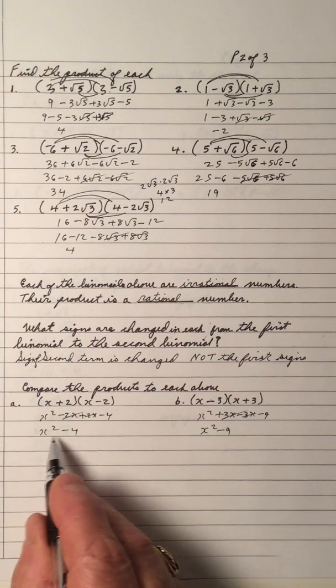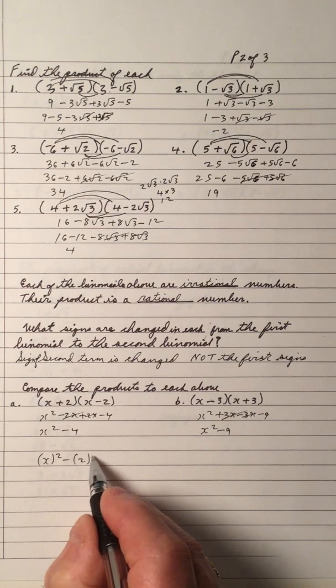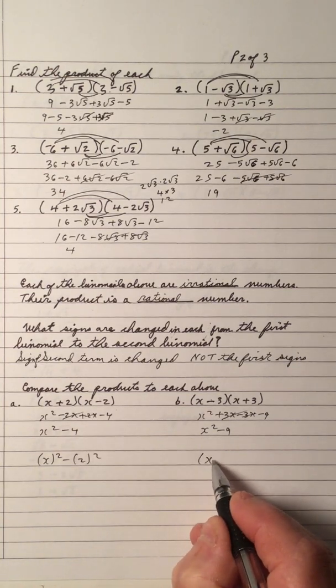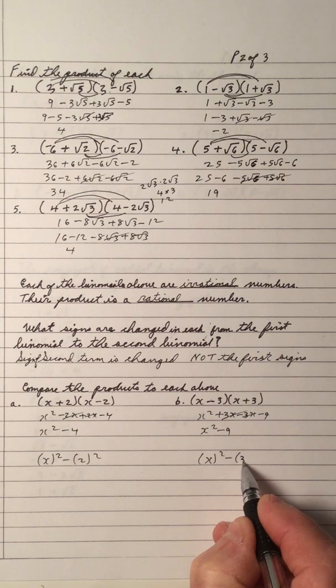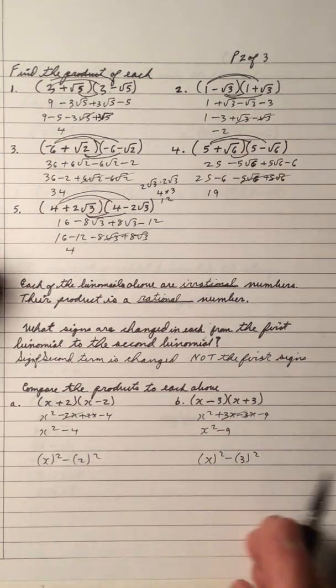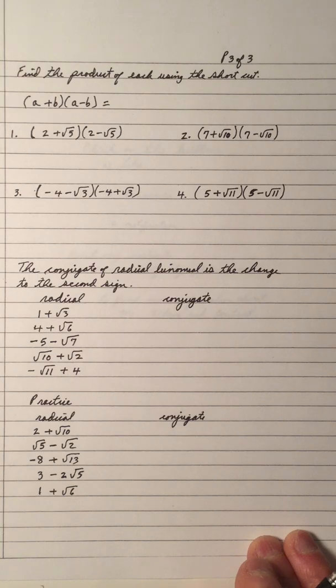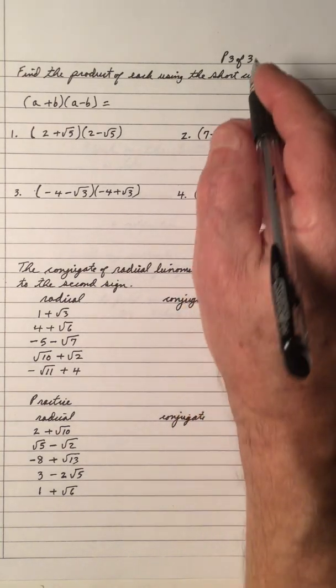If you notice, that's an x squared minus a 2 squared. That's an x being squared minus a 3 squared. So notice the product of these two are the difference of two squares. So let's go over and see. We can see the pattern. Find the product of each using the shortcut.